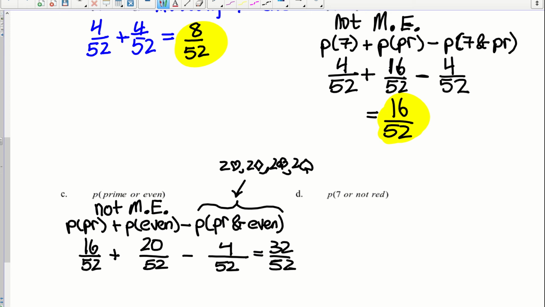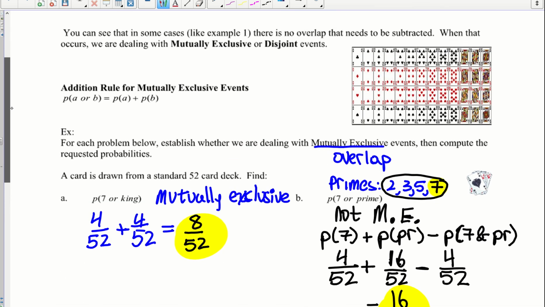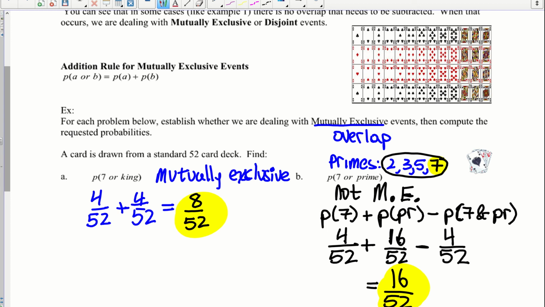Oh, the number 20 is just the evens. So in the deck of cards, you're just counting up all the even numbers. So I have the 2, 4, 6, 8, and 10. That's a total of 5. But then we have 4 suits. 5 times 4.